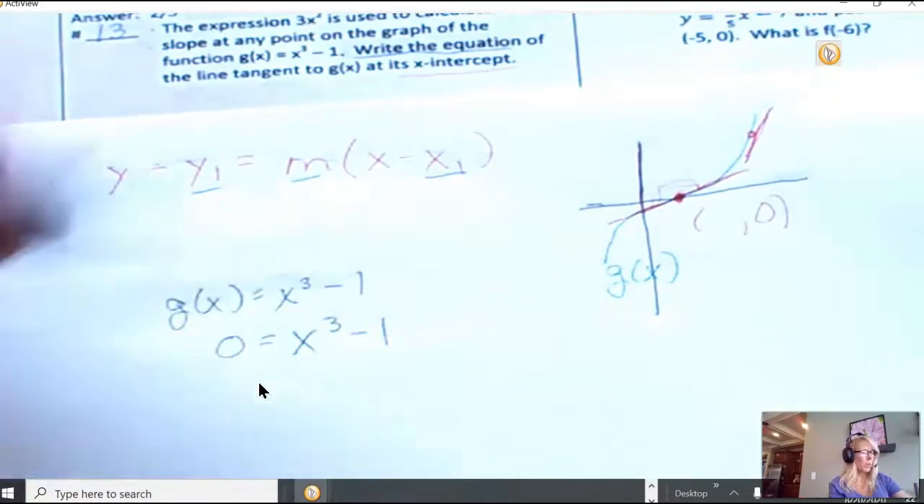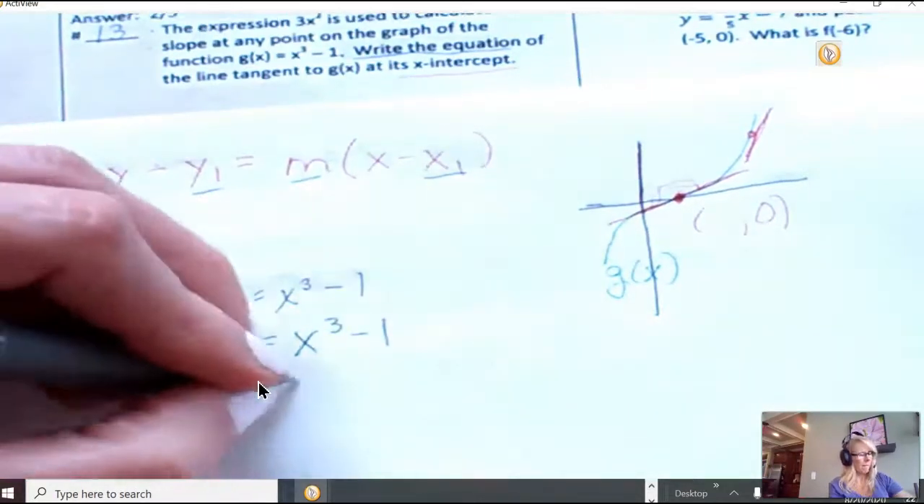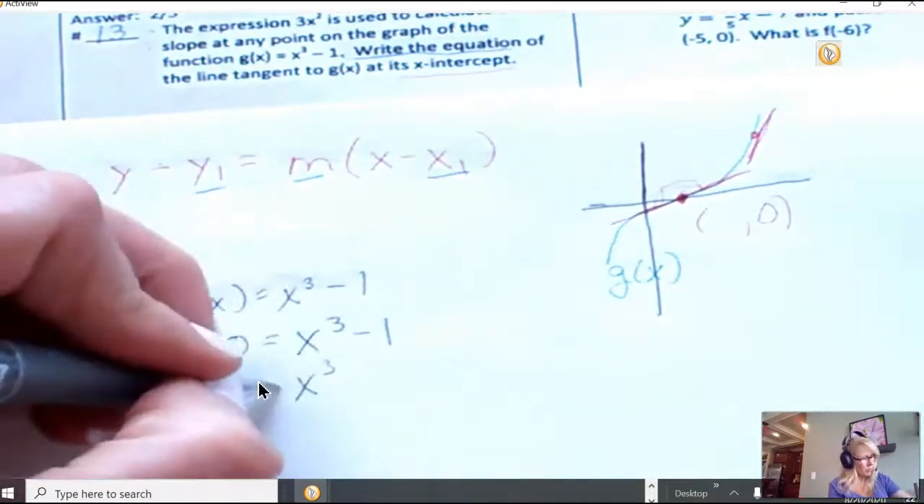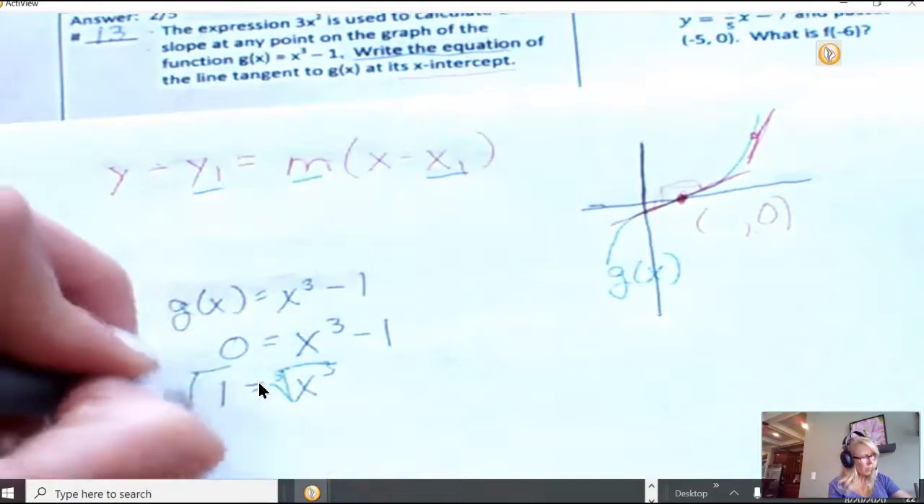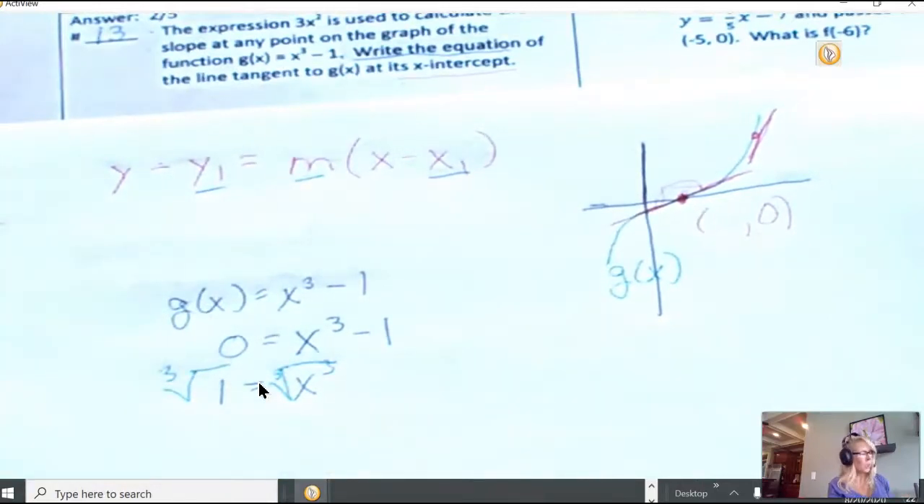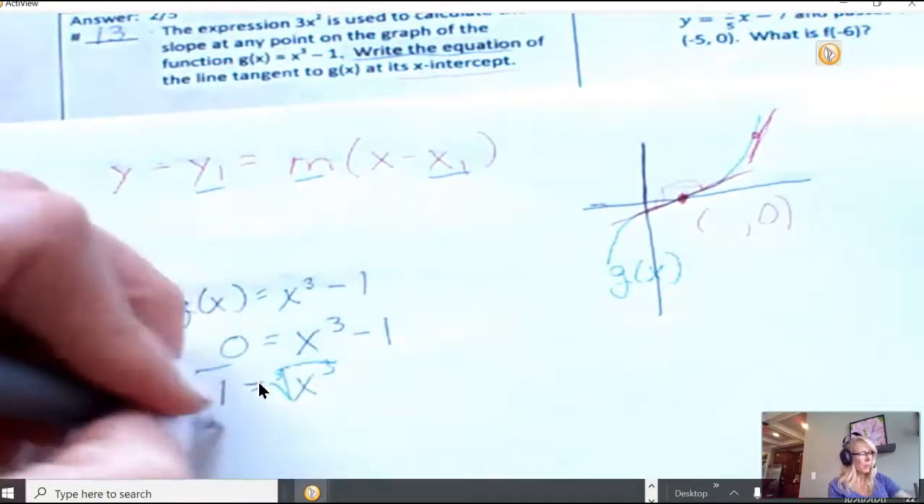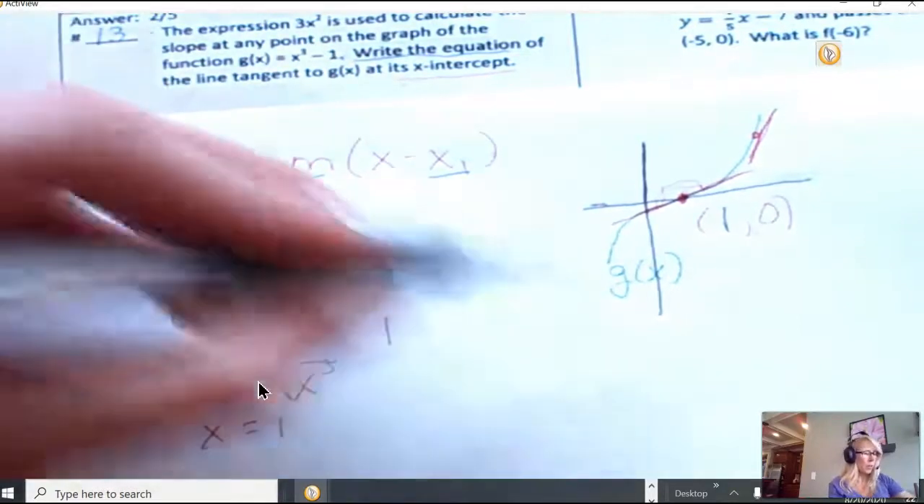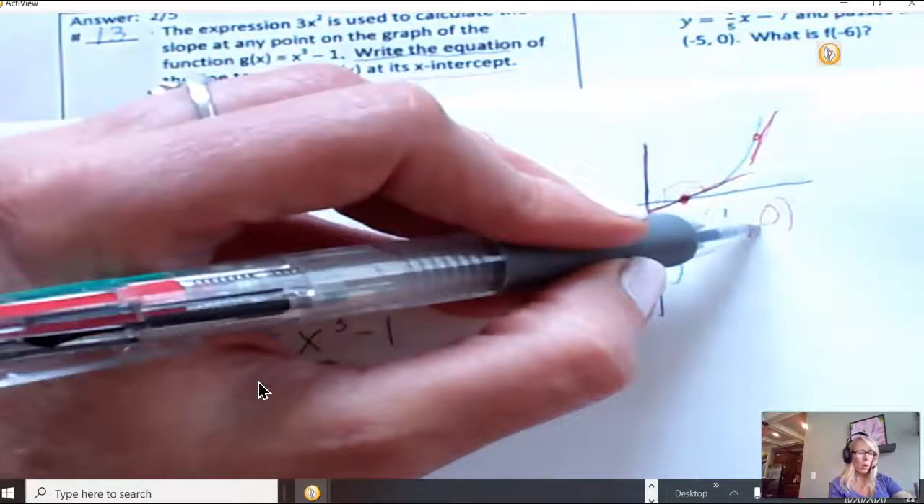So add 1, cube root it, and you come up with x equals 1. So our x-intercept is where x is equal to 1. All right, so we found the point. The point is x is 1, y is 0.